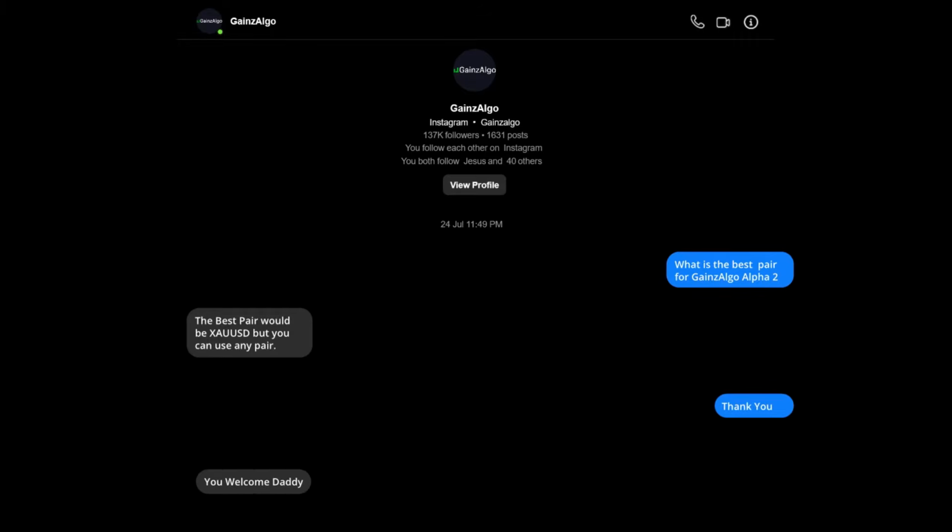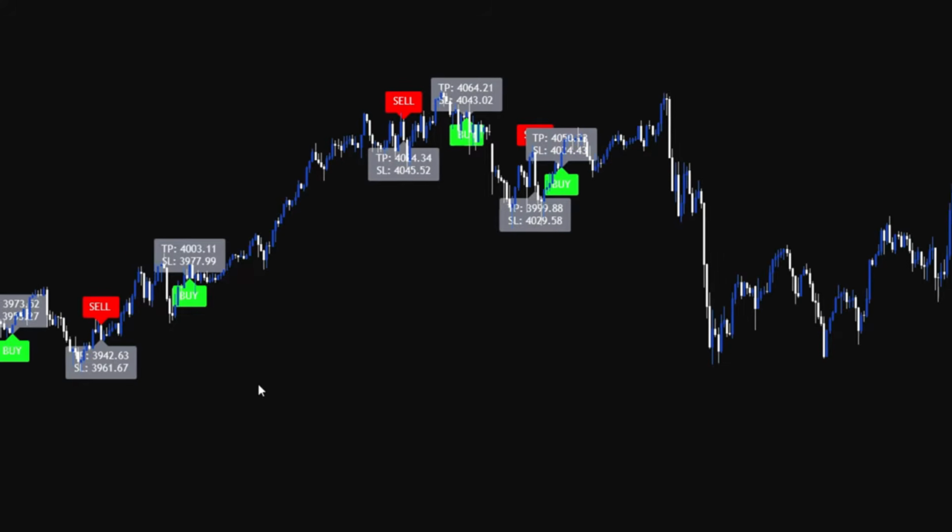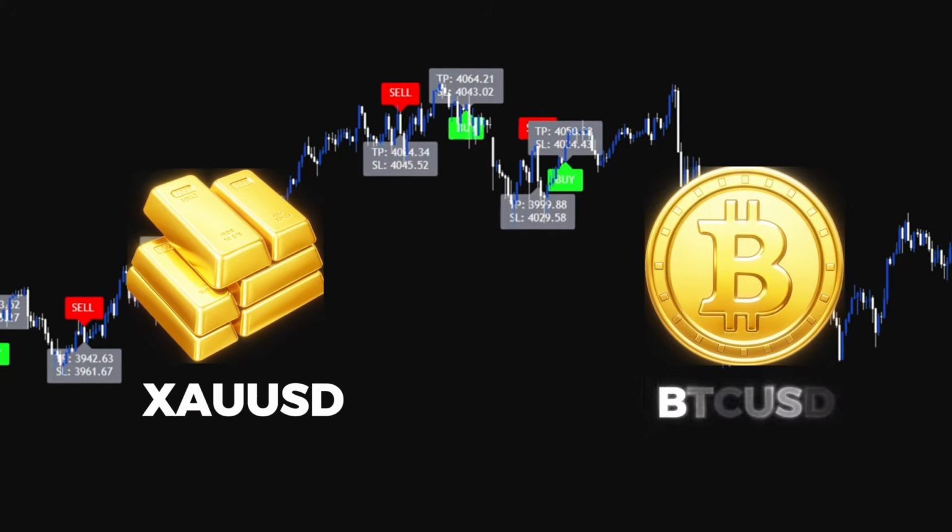Okay, so I did some little research, and this can work quite well with metals like XAUUSD and Bitcoin. So the first buy signal flashed on the 15-minute Bitcoin chart.